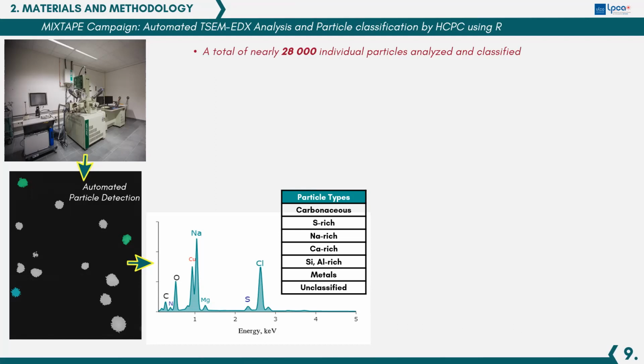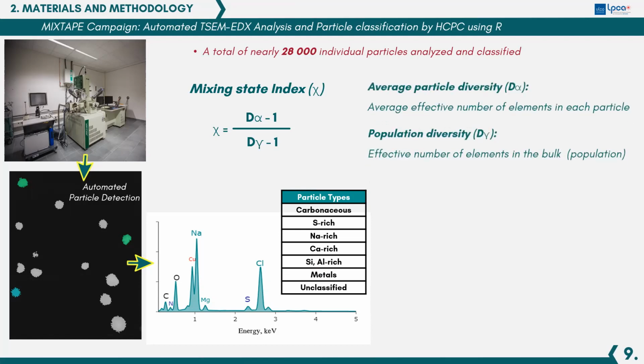During this study, 28,000 individual particles were analyzed and classified, which allowed us to calculate what we call the mixing state index. It is an affine ratio between the average particle diversity, which is the average effective number of elements in each particle, and the population diversity, which is the effective number of elements in the bulk population. What does it mean in real terms?